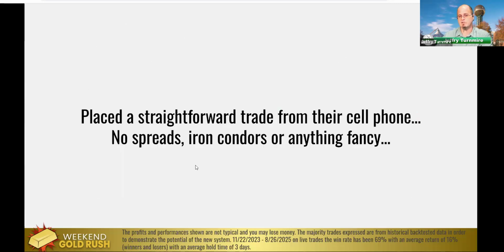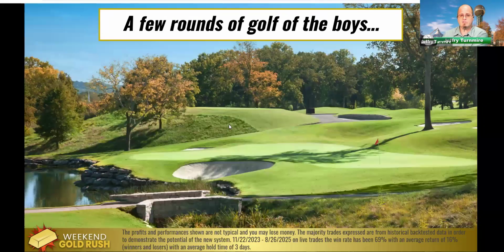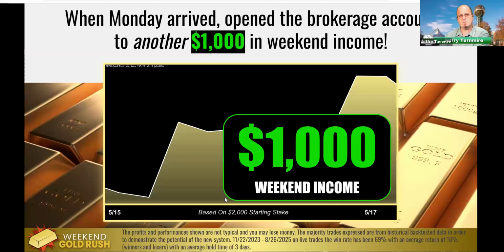No spread, no iron condors, no butterfly, back twist, jade lizard, nothing. Then you just go out and enjoy life. You just do the stuff you love to do, whether it's a VR theme park, maybe hitting the links with the girls, the boys, the mixed couples, maybe going camping, back to that thing I love to do, right? Scout's honor. Be prepared. Love camping. Now, when Monday rolls around, open the brokerage account to another $1,000 payday right there.